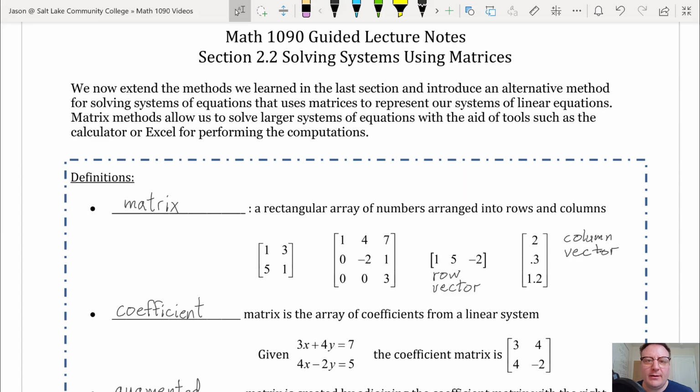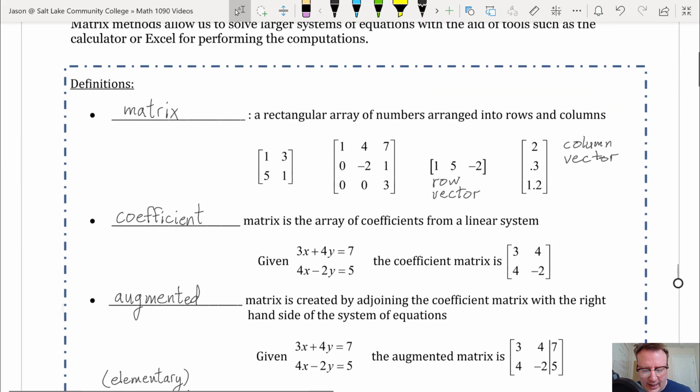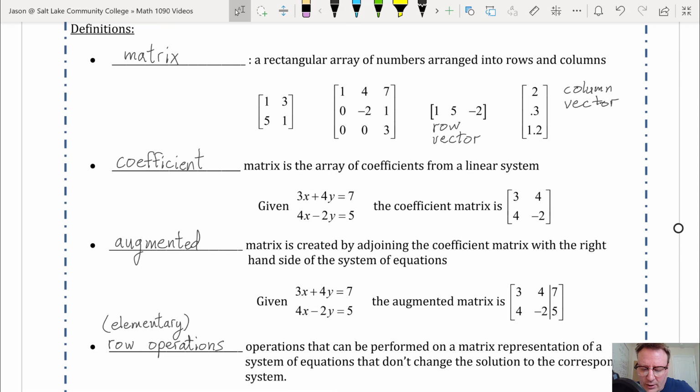Okay, this is Math 1090, Section 2.2, Solving Systems Using Matrices. Let's do the definitions. A matrix is a rectangular array of numbers arranged into rows and columns.